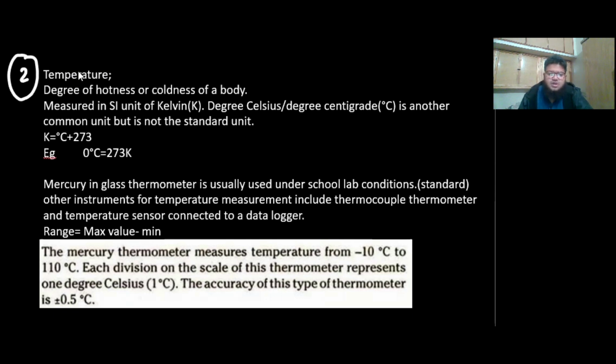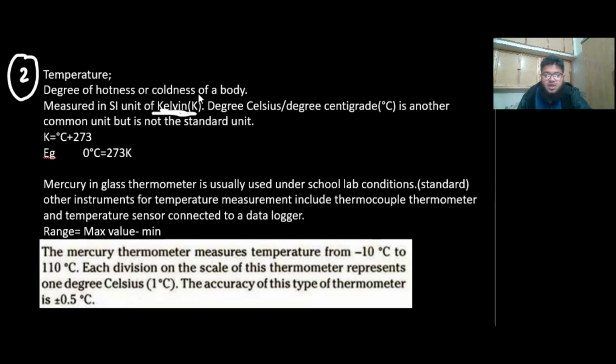So what is temperature? Temperature by definition is the degree of hotness or coldness of a body. And the SI unit is Kelvin. It's not degree Celsius. Degree Celsius or degree centigrade is not the SI unit for temperature. It is a unit, yes, and we can convert Kelvin into degree Celsius or degree Celsius back into Kelvin, but again the SI unit is Kelvin.